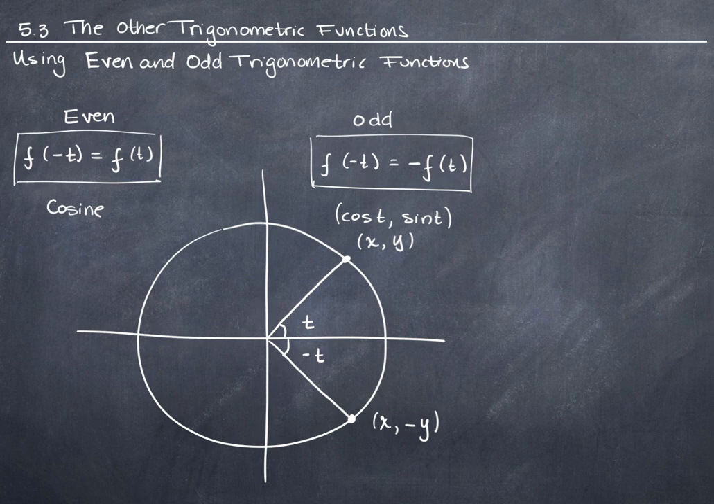If I plug in a positive t or a negative t into sine, well, when I plug in positive t, I get just y, but when I plug in negative t, I get negative y. So if I plug in a negative angle, I don't just get sine, I get the opposite of sine. So that means that sine is an odd function. That's really all I want to do with this at this point.